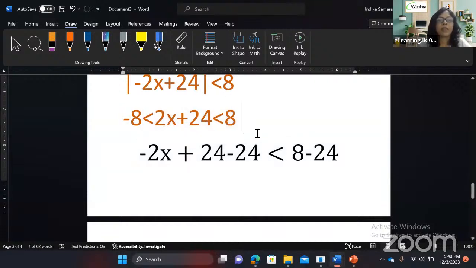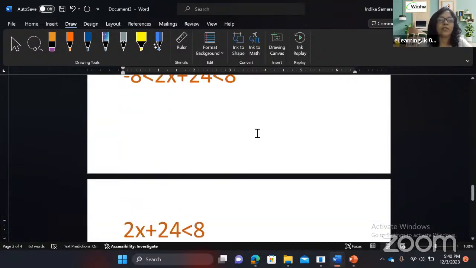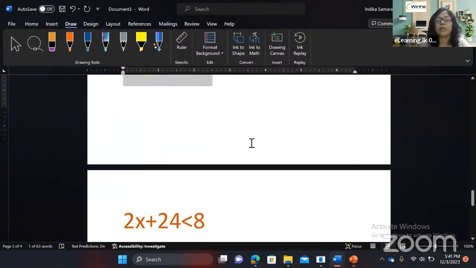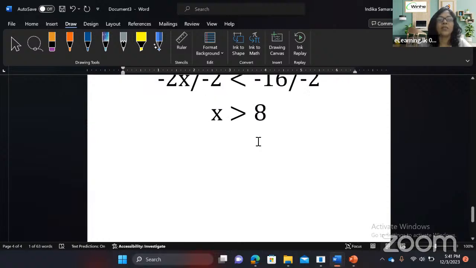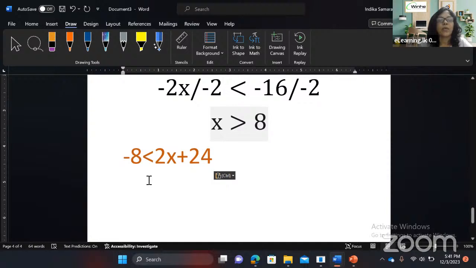I consider this part first. Then you do the other calculation for the other part. Here, since it is an absolute value, we have written it like this, right? Now what you can do? This side will become minus 8 minus 24 less than 2x, right?